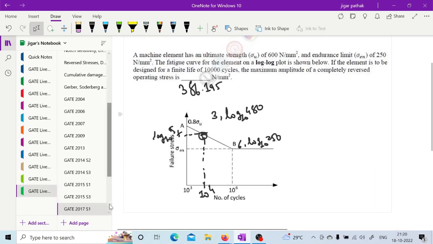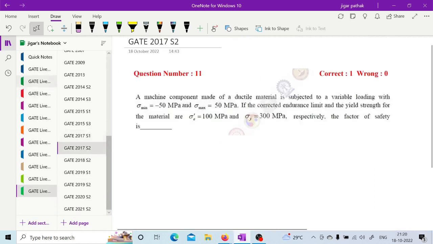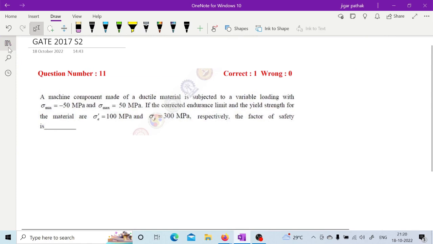Next is a machine component made of ductile material subjected to a variable loading with sigma minimum is -50, sigma maximum is 50, corrected endurance limit is 100 megapascal, yield strength is 300, the factor of safety. Can you calculate this?